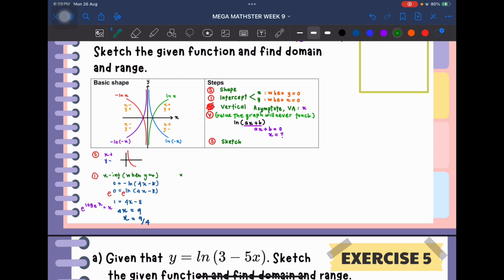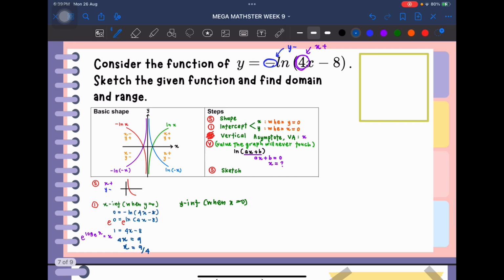Okay, then moving on to y-intercept. Y-intercept is when x is equal to 0. So just substitute your x into function y. So kita akan dapat y is equal to negative ln in a bracket 4 times 0 is 0. Okay, so this one saya masukkan kosong. So kita dapat 0 lah. So kalau ikutkan, awak akan dapat 0 minus 8 which is equal to negative 8.